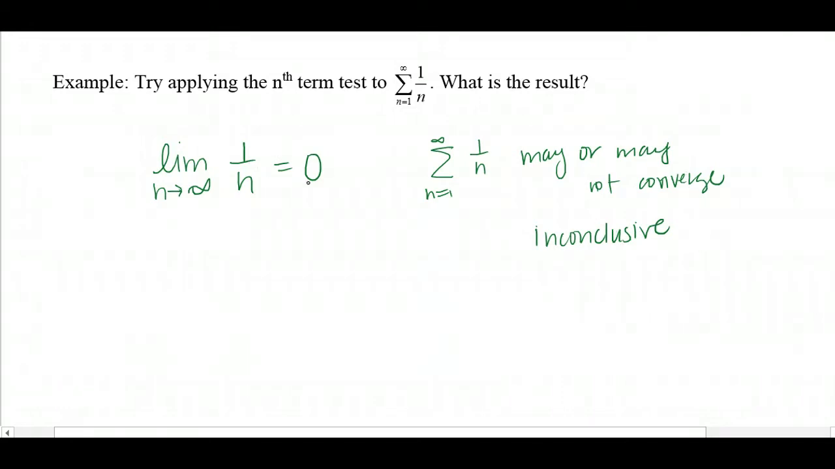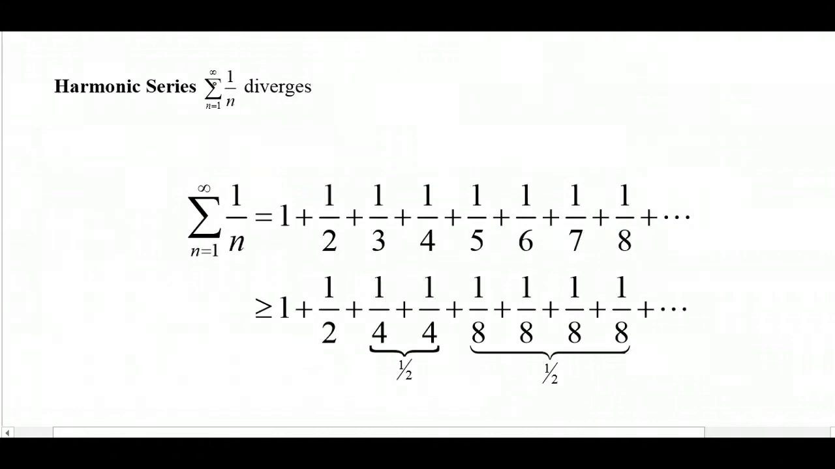But to say that this limit equals 0, just by itself does not mean that the original series does converge. We just don't know. We don't have enough information. So this is actually a special series called the harmonic series, and we're going to take a closer look at it next. So the harmonic series is the sum from n equals 1 to infinity of 1 over n, and it turns out that it does diverge, but the nth term test didn't tell us that.